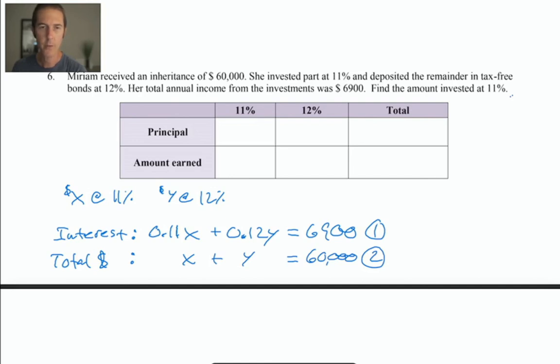And then, if you're typing an answer like this into the computer, make sure that you're typing in the correct number. This particular problem is asking us to find the amount of money invested at 11%. I made a note of that right here, that X represents that amount. So if you end up solving for Y first, make sure that you go through that substitution process and end up solving for X, because that's the number that this problem is looking for.